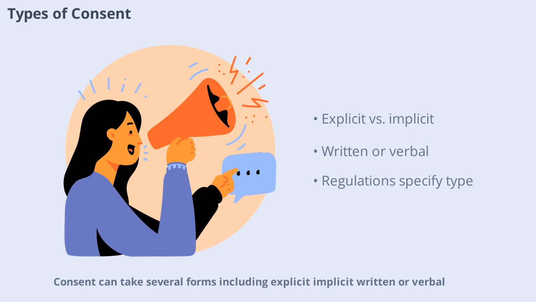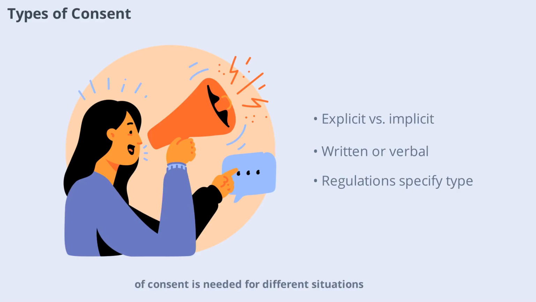Consent can take several forms, including explicit, implicit, written, or verbal. Explicit consent is a clear affirmative action, such as signing a form or clicking an "I agree" button. Implicit consent may be inferred from actions like continuing to use a service after being informed of changes. Regulatory requirements often specify which type of consent is needed for different situations.